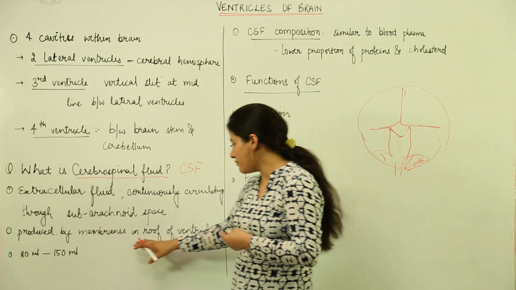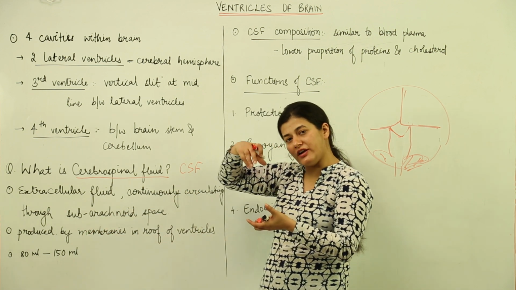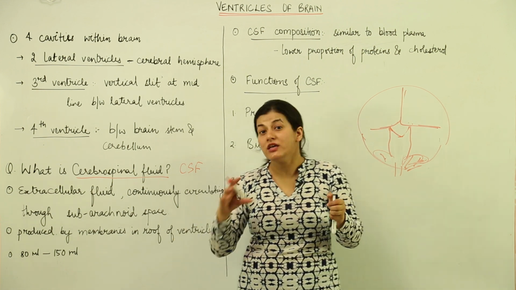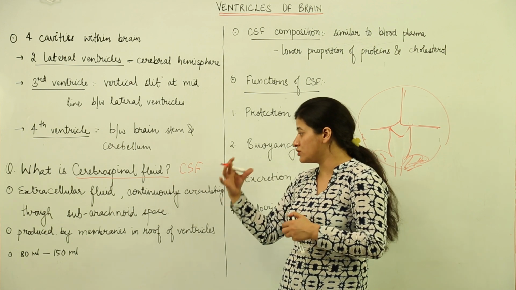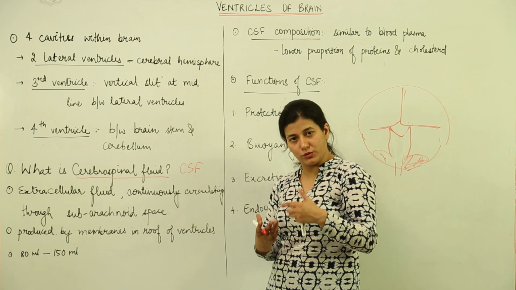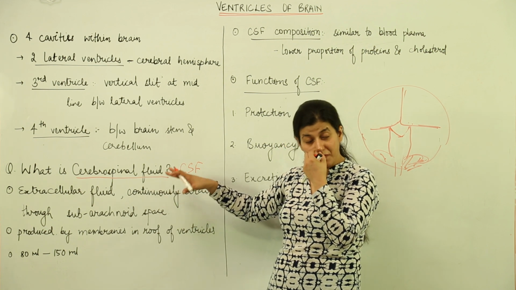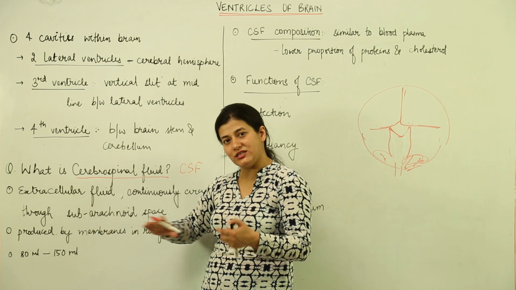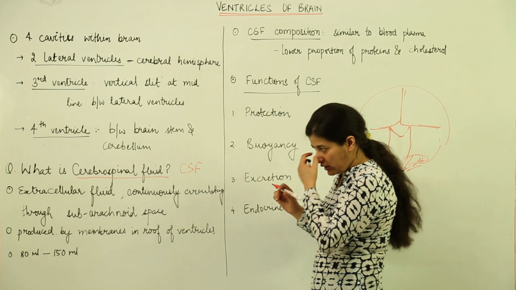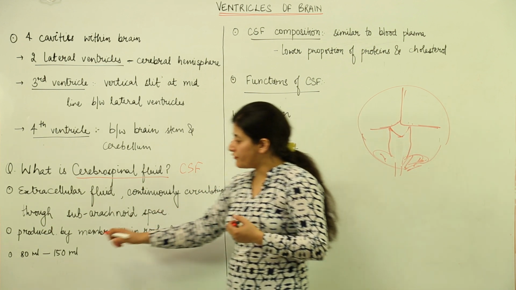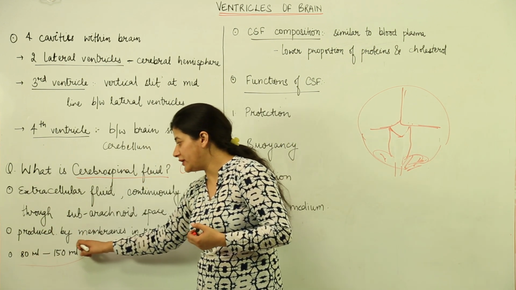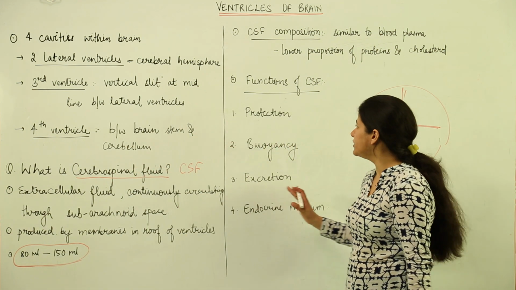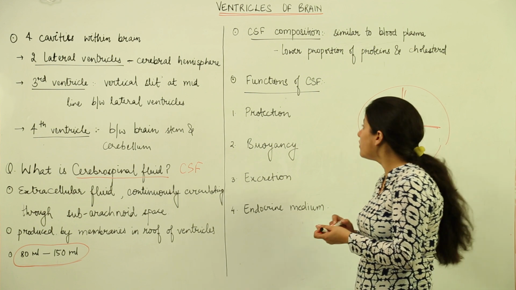So, basically this subarachnoid space has the extracellular fluid called cerebrospinal fluid continuously circulating within it, and it is produced by the membranes in the roof of the ventricles. Whatever has been produced in the roof of these ventricles would be circulating in the spinal cord itself. The spinal cord will not secrete, there is no such ventricle in the spinal cord which would secrete cerebrospinal fluid, but it would be circulating continuously. That is why it is secreted by the membranes, and then the circulation takes place. In a human nervous system, 80 milliliters to 150 milliliters of cerebrospinal fluid is present in a normal individual.